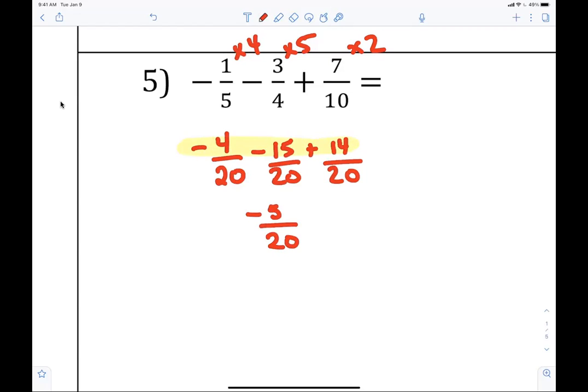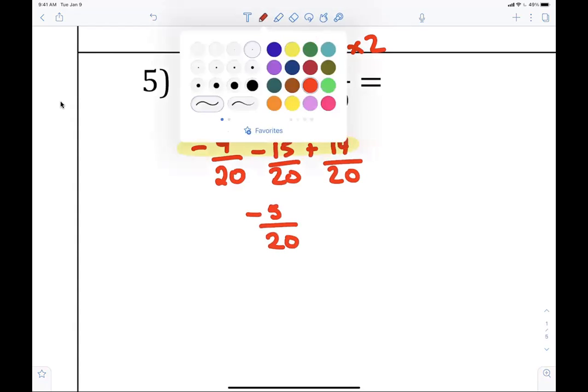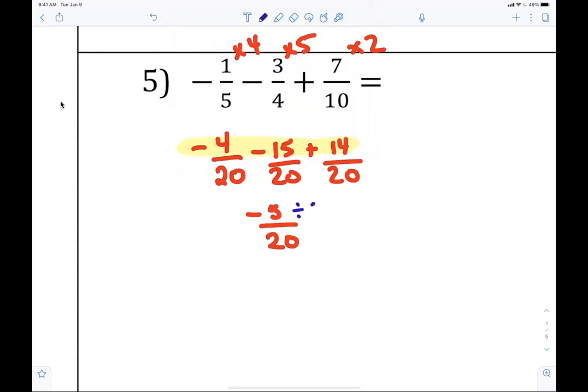And -5 out of 20, we have to reduce now. All right, divide by 5. I know some of you are like, I don't need to do that. You're right. You don't have to do that. You should be able to tell me just that's -1/4. That's just -1/4. Anybody have any issues with that? Everybody's happy? Yeah. All right, let's see if we can make it harder.